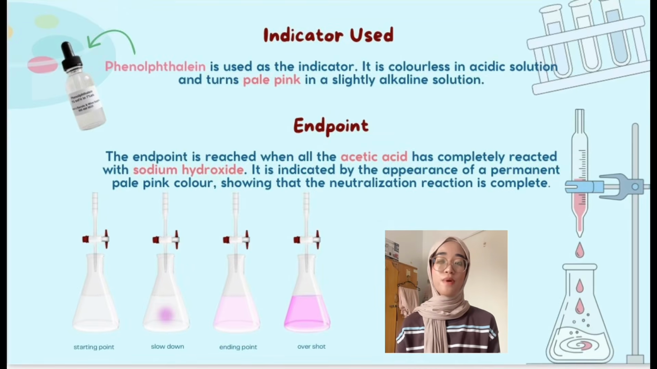This is shown by a permanent pale pink color, indicating that the neutralization is complete. From this titration process, we are able to determine the concentration of acetic acid in the solution.